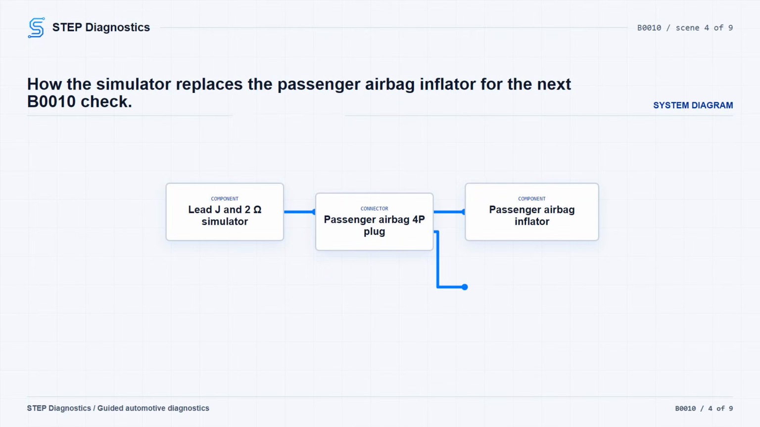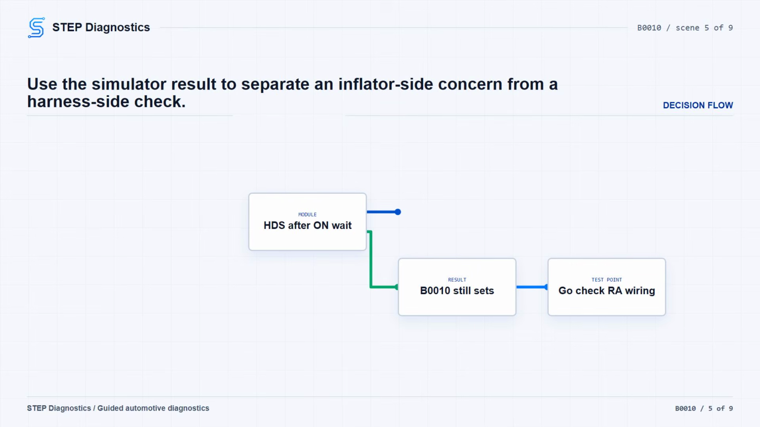Next, isolate the front passenger airbag inflator from the harness side. Turn the vehicle to OFF, disconnect the negative cable from the 12-volt battery, and wait at least 3 minutes. Lower the glove box and disconnect the front passenger airbag inflator 4P connector on the dashboard wire harness. Connect SRS simulator lead J to the SRS inflator simulator using the 2 omega connectors. Then connect lead J to that 4P connector on the dashboard wire harness. Reconnect the negative cable to the 12-volt battery.